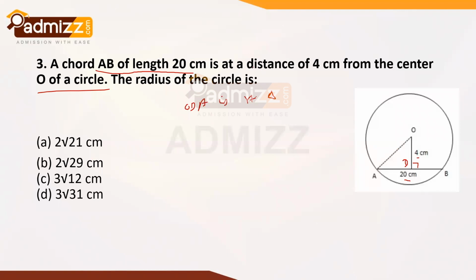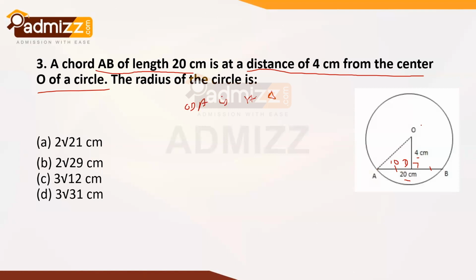Whenever it says distance from the center, you have to remember that the distance it's referring to is perpendicular distance. There's no other option here. Before that, we have to know a certain theorem as well. The perpendicular from the center to a chord bisects the chord. So AD and BD are going to be equal. Since AB is 20 centimeters, AD is going to be 10 centimeters. So we've got 4 and 10.